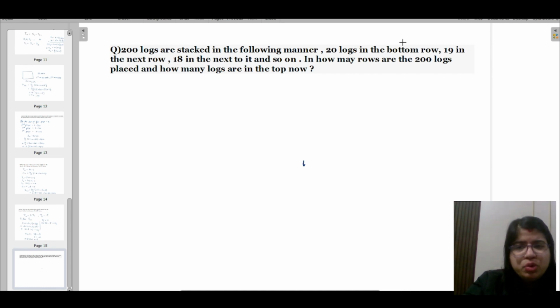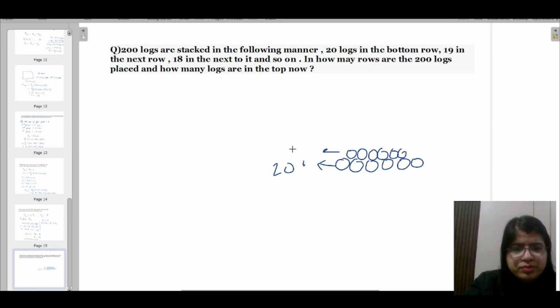So the question is saying 200 logs are stacked in such a manner that there are 20 logs in the bottom row. You must have seen in the forest or somewhere like that some logs are stacked. So here it is saying some logs are stacked like this. In the bottom row we have 20 logs, like this we are having 20 logs, and then in the next we are having 19 logs like this. Then in the next row again one log is reducing, then we have 18 like this. It is proceeding.